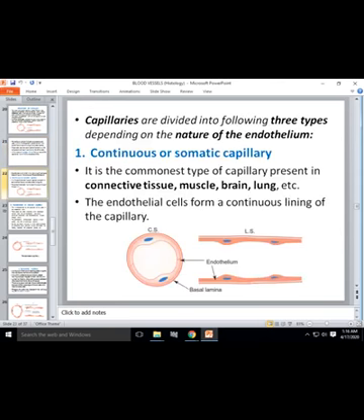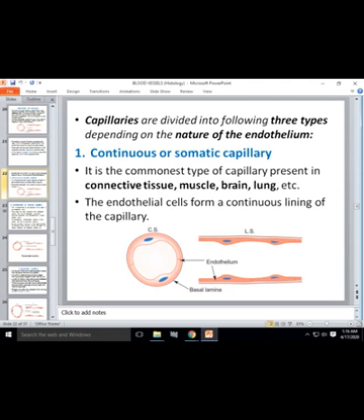Now we see that the capillaries are divided into three types depending on the nature of the endothelium. First one is the continuous or somatic capillary. It is the commonest type of capillary present in the connective tissue, muscle, brain, lung.